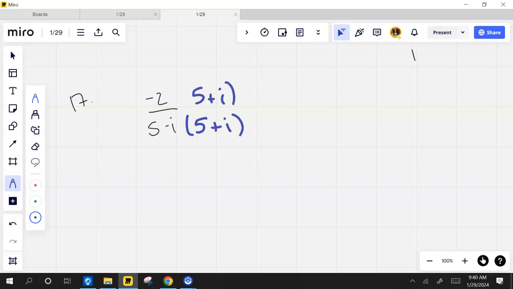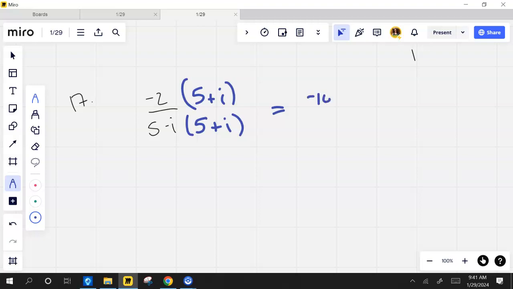What is that called? Do you guys remember? Complex conjugate. That's exactly right. The conjugate just changes the middle sign, and it makes the i's go away whenever I multiply by them. Then you multiply by 5 minus i. Yep. Just change the middle sign.